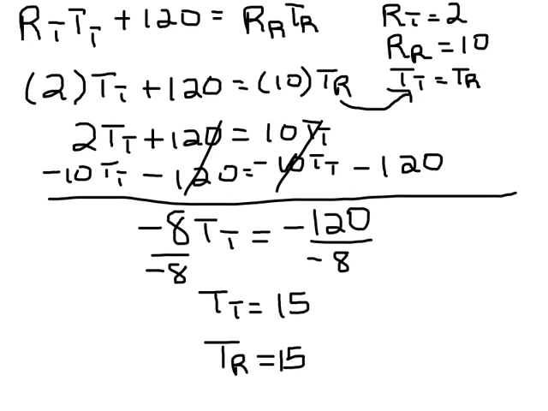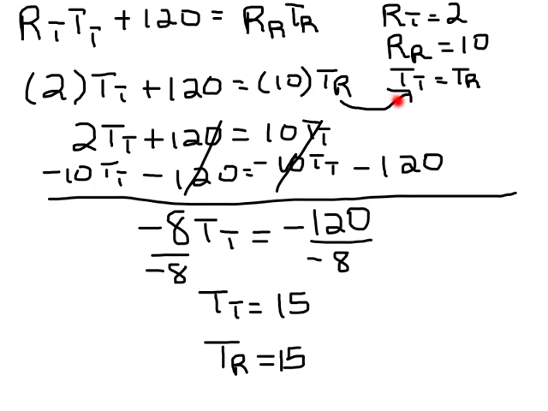Alright, this is more of the same. RT, TT plus 120 equals RR, TR. Now here they have the number here, and they have these on opposite sides. So let's see, we know that RT is equal to 2, so we'll put that there. TT is the same as TR, so we'll put TT plus 120 equals RR is 10, TR.